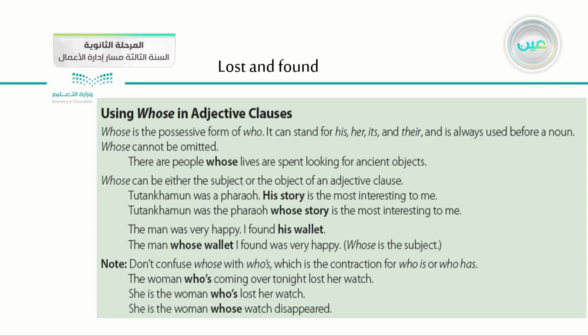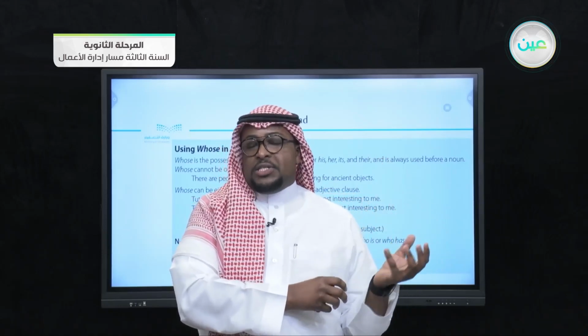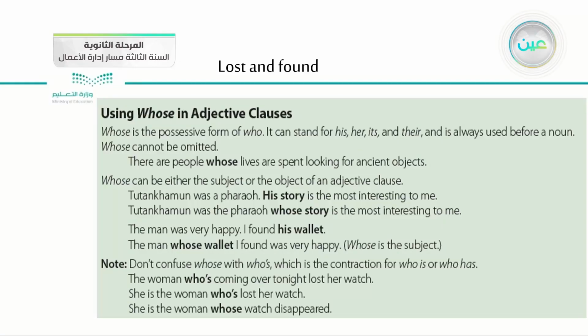Whose can be either the subject or the object of an adjective clause. So here it's completely different. With when and where we discussed that we use these words to describe the noun, while here we use whose to be the subject or the object of an adjective clause. And let me remind you one more time that the adjective clause basically consists of subject, verb, object. So if we go over these examples, Tutankhamun was a pharaoh.